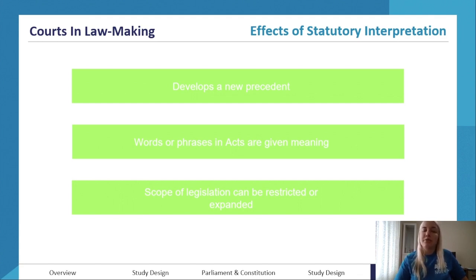Another one is that the words or phrases in acts are given meaning. So obviously the meaning or intention behind an act or statutory law is clarified because the judges have interpreted it and what Parliament meant by it. Also, the scope of legislation can be restricted or expanded. So whether the judge takes more of an activist approach, wanting to expand the law, or a more restrictive approach, wanting to narrow it down, depending on how they conduct their statutory interpretation, they might restrict or expand the scope of that legislation.